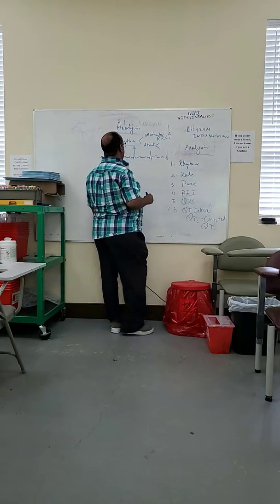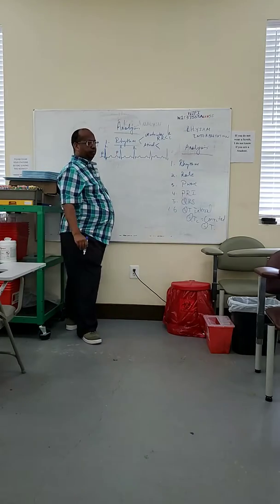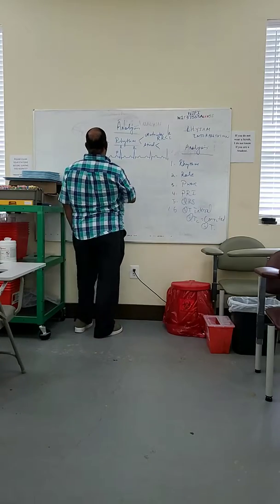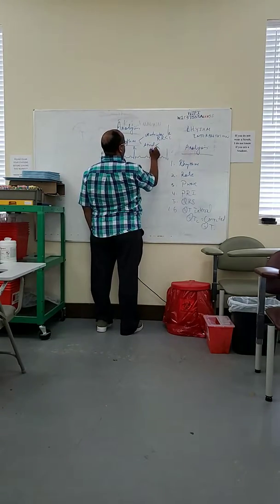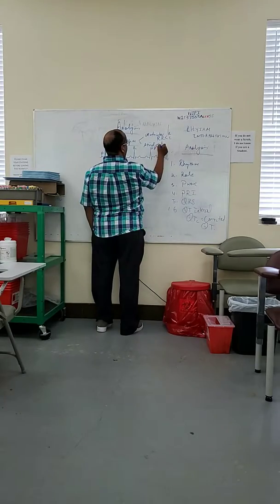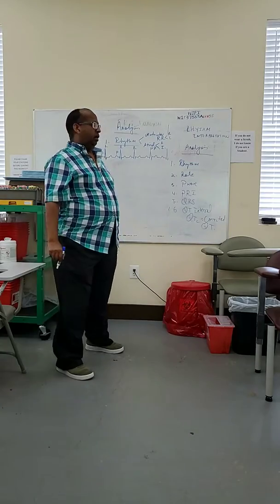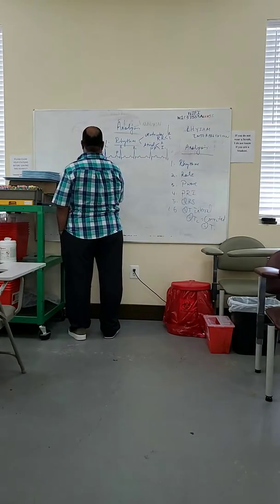For atrial, we do P to P, from this P to the other P. This is also P to P, it can be regular or irregular. Okay? Now let's define some of the terms here, or the waves.